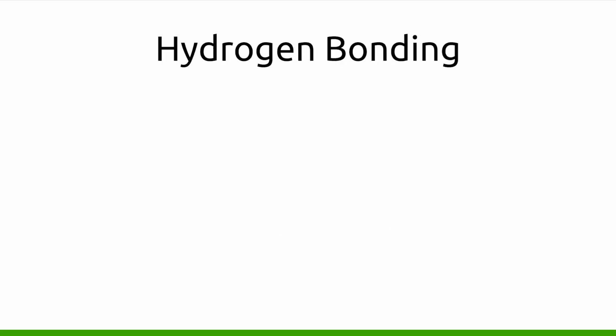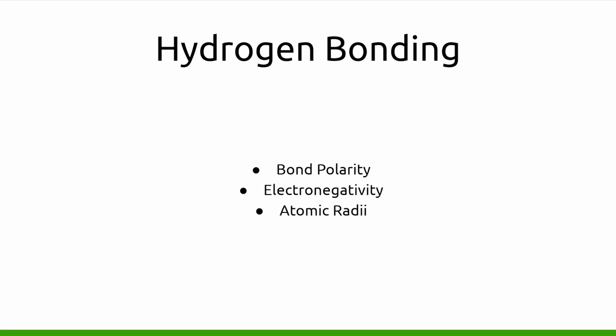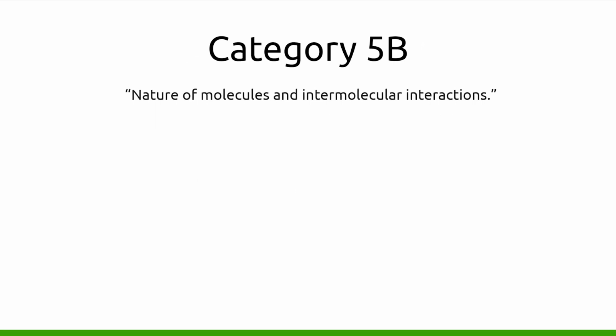So hydrogen bonding in and of itself, thinking about bond polarity, the bond polarity letting you know whether or not hydrogen bonding is going to be occurring, but that also has to do with the atomic radius. It also has to do with the electronegativity. So if we're thinking about trends in the periodic table, this is where a lot of those concepts come into play as well. 5B, nature of molecules, intermolecular interactions.